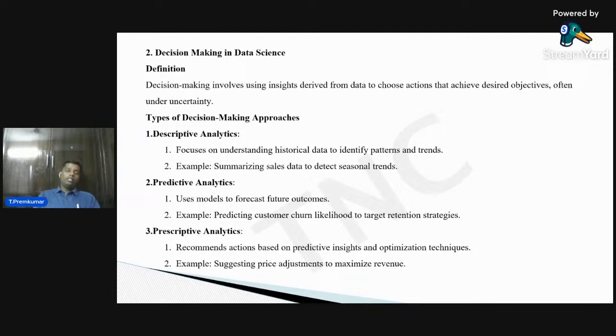Next is predictive analysis, which uses models to forecast future outcomes. Prescriptive analysis recommends actions based on predictive insights and optimization techniques.